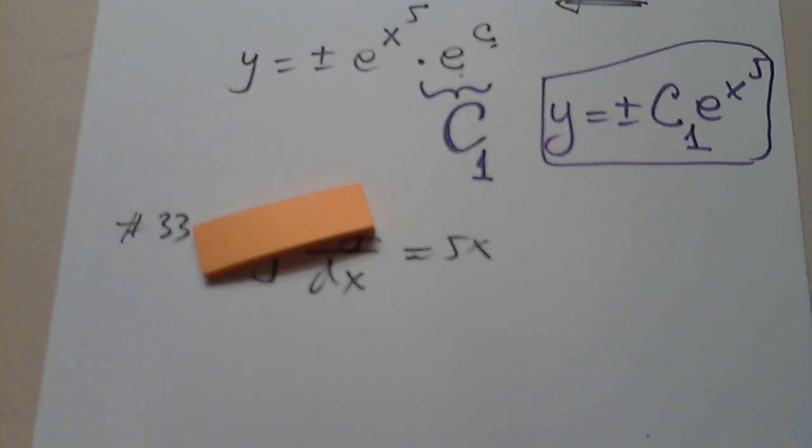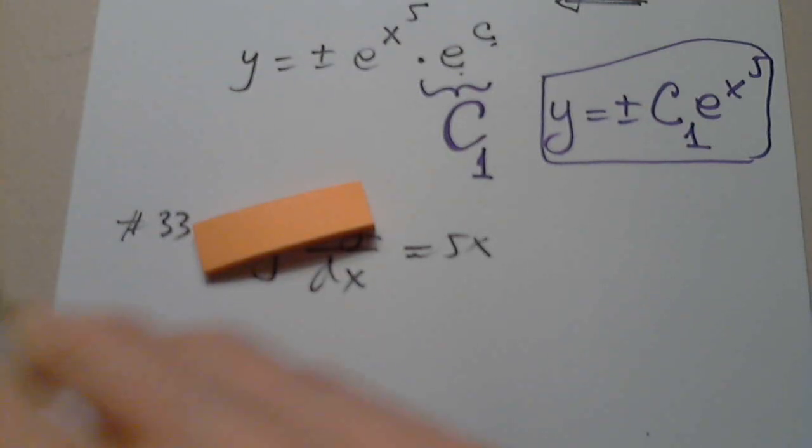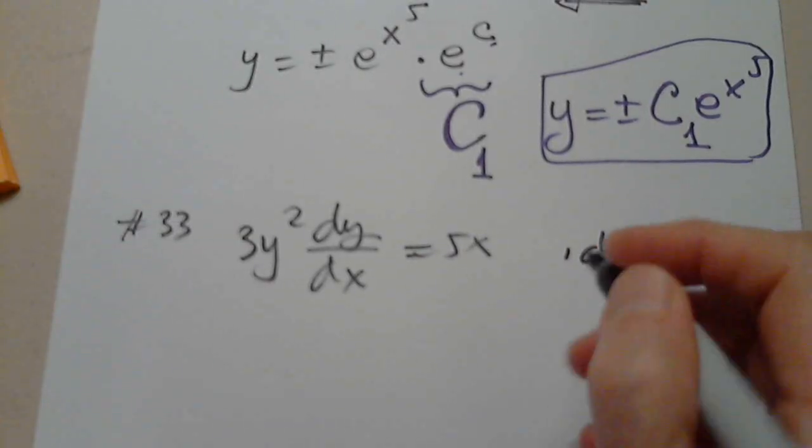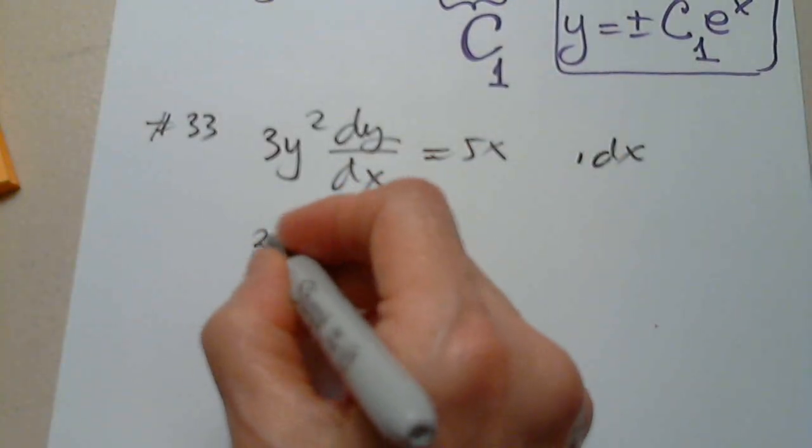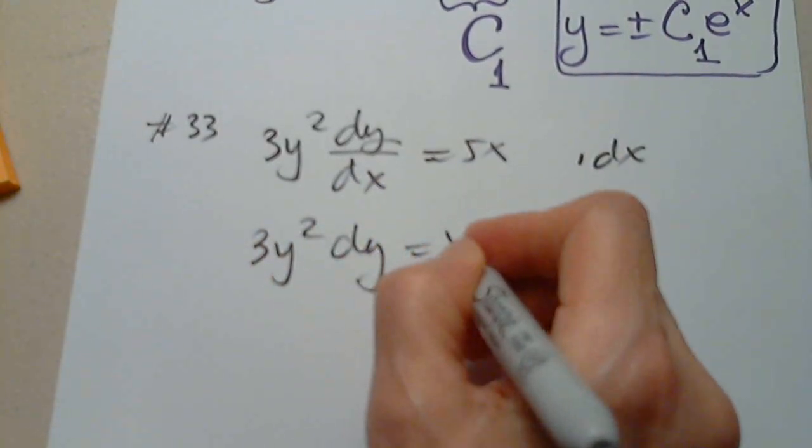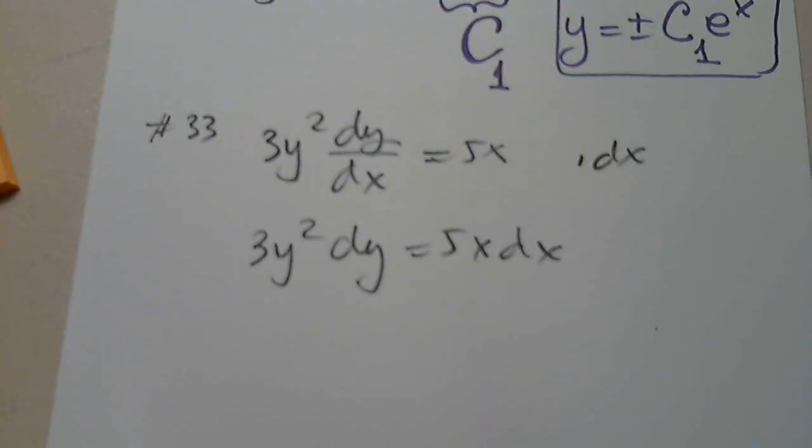Excellent. Good. So we multiply everything by dx. So here's what we have. 3y squared dy equals 5x dx. Are the variables separated? Because if they are, then I can integrate both sides. If they are not yet separated, then I cannot integrate. X has to be alone on one side, y has to be alone on the other. No mixture.